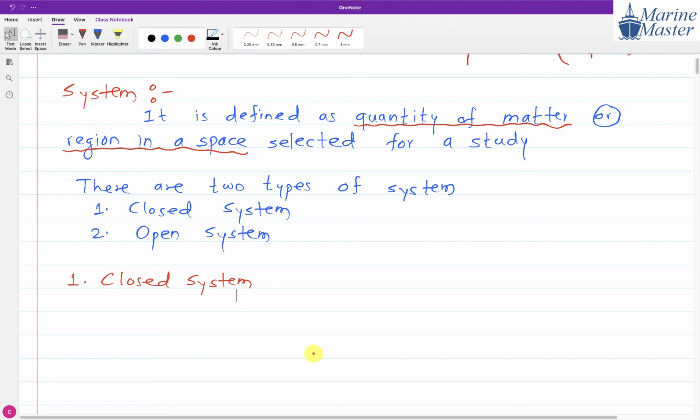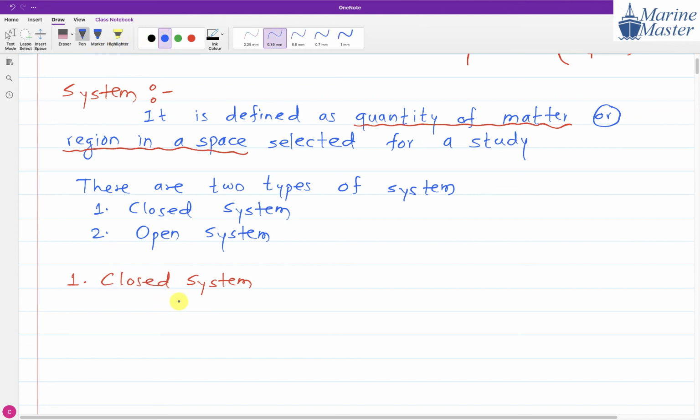What is the meaning of the word lockdown? Lockdown means everything is shut down. Nobody from inside can go out, and nobody from outside can come in. That is meant by the word lockdown. So what is meant by closed system?